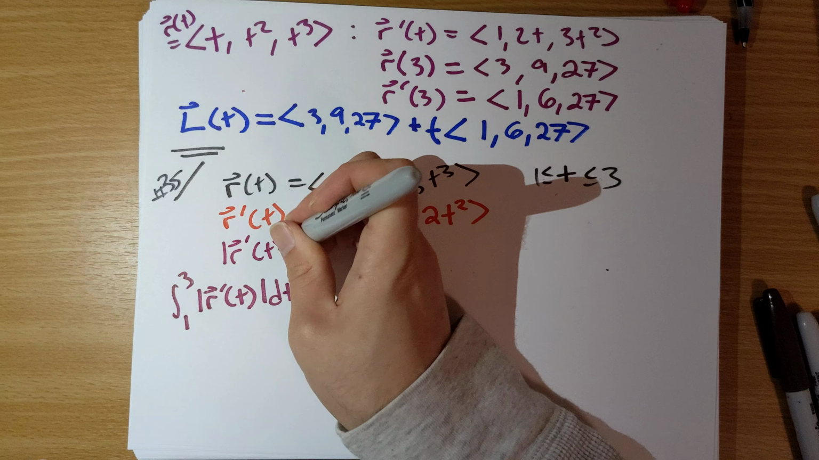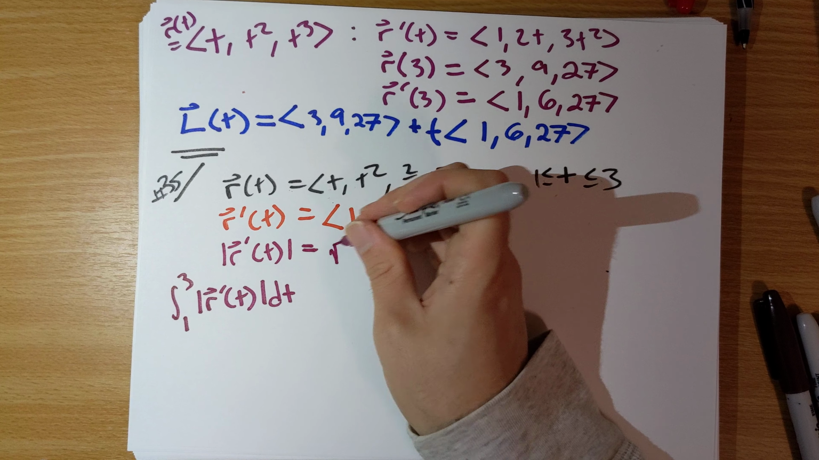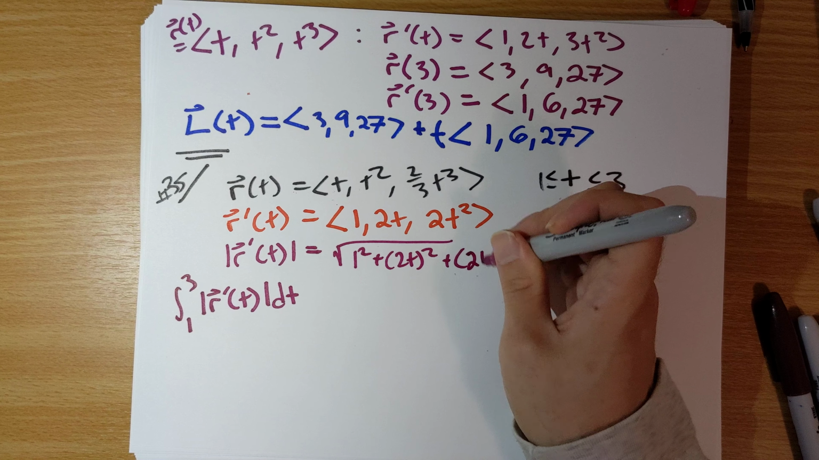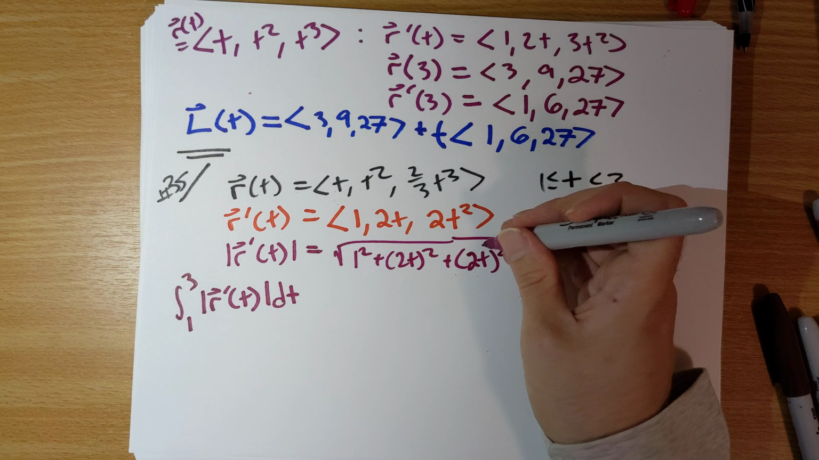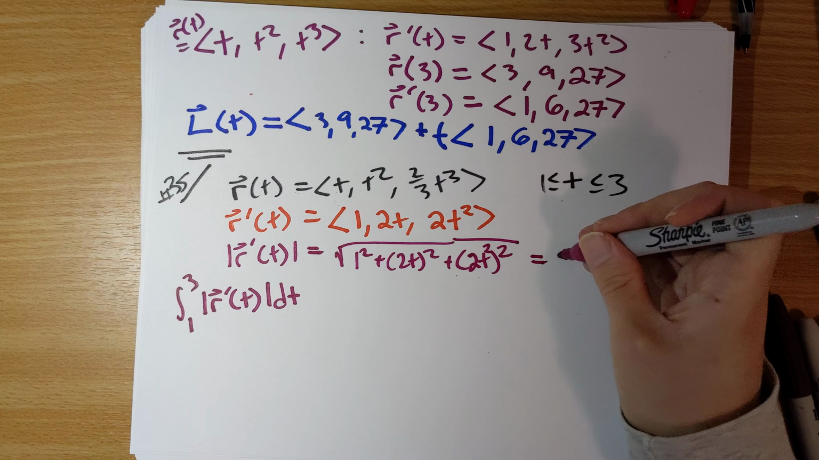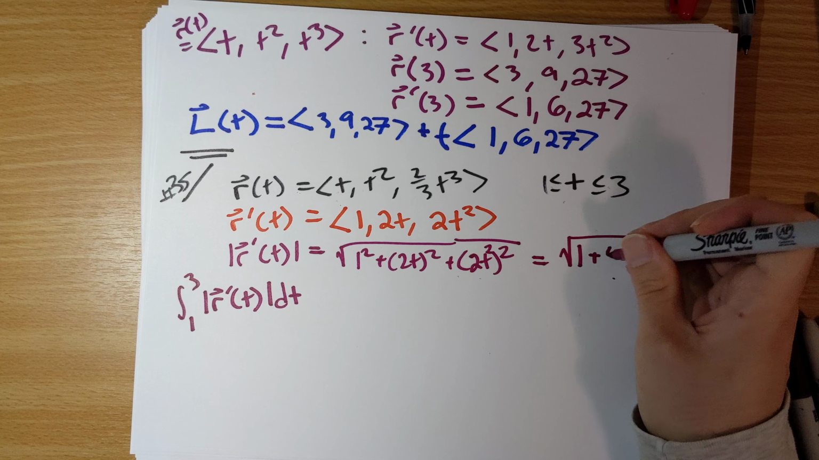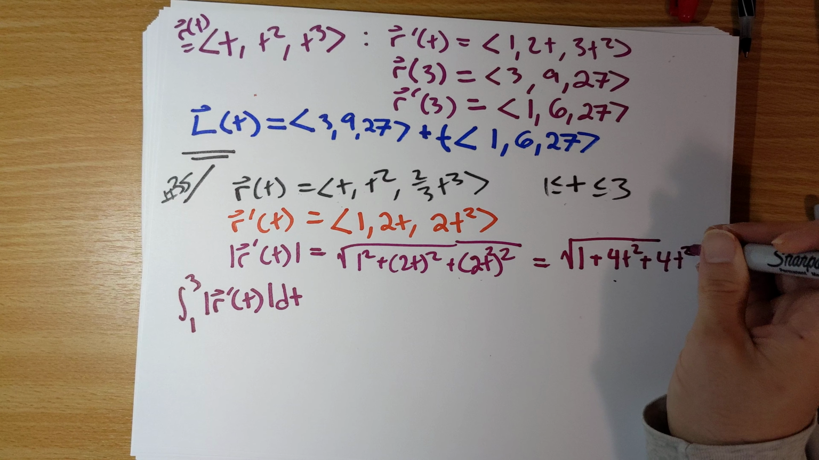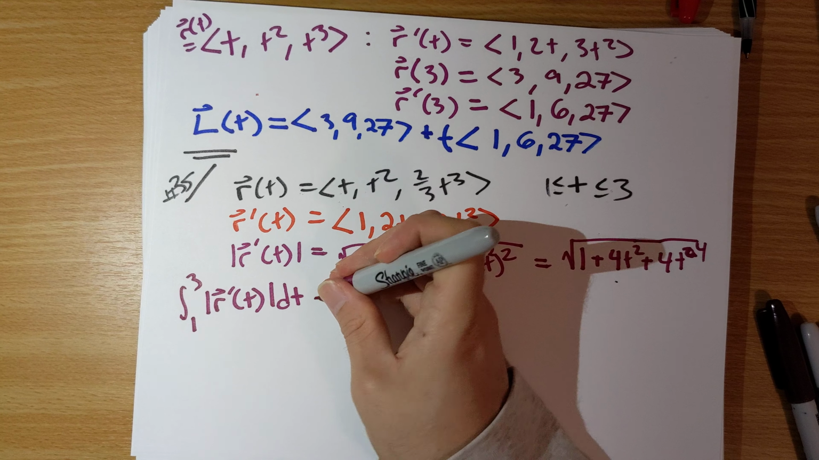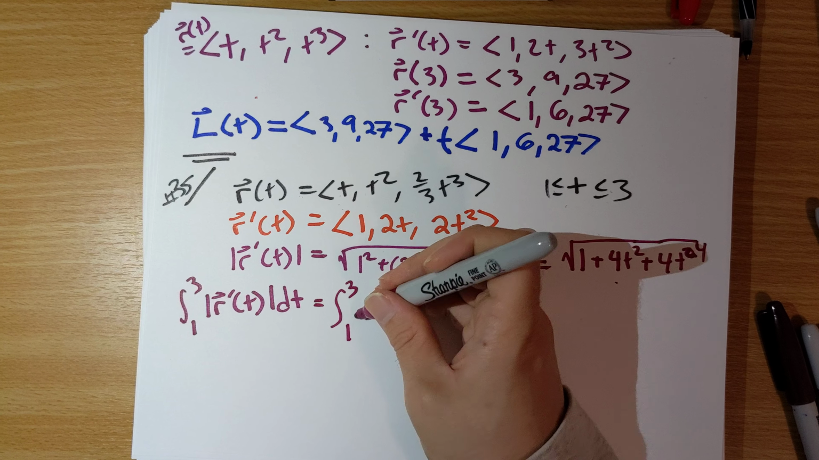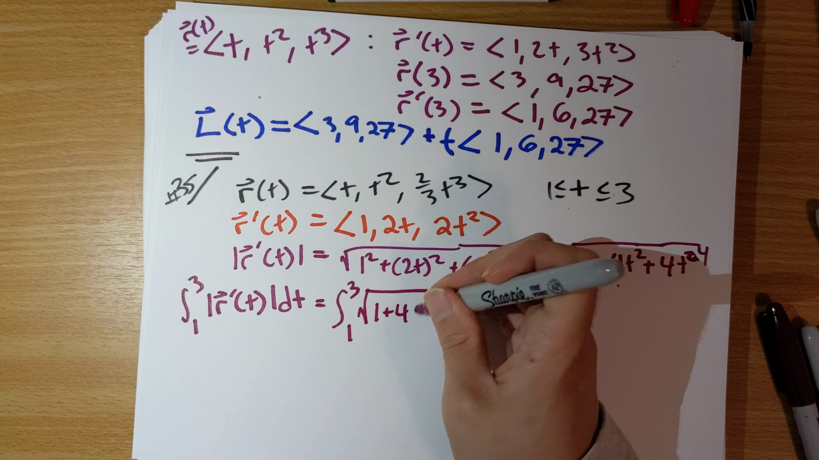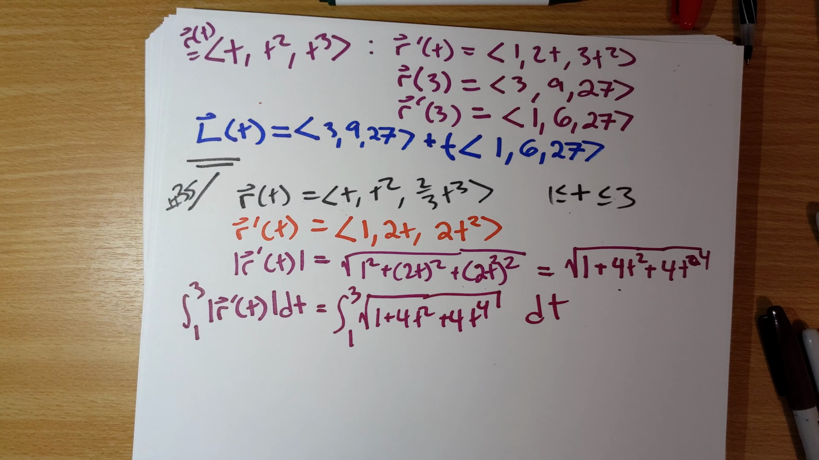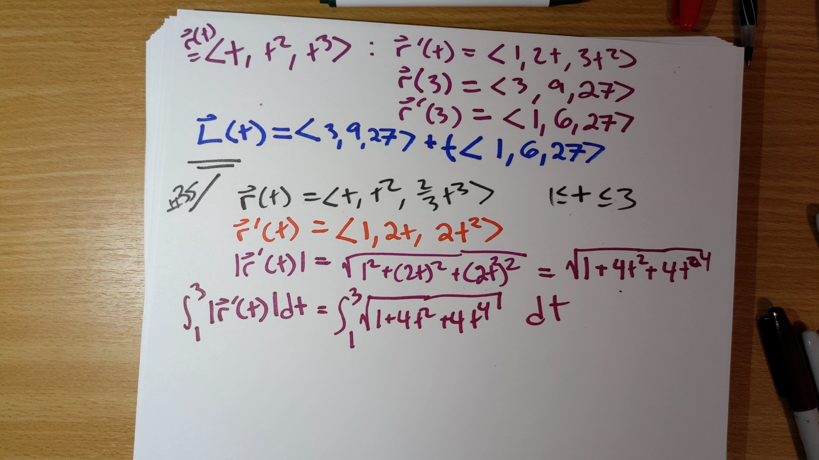So the magnitude of r prime of t here is the square root of 1 squared plus 2t squared plus the quantity 2t squared, squared. And so this is 1 plus 4t squared plus 4t to the 4th. The integral from 1 to 3 of the square root of 1 plus 4t squared plus 4t to the 4th. So the question now is, how do we evaluate this integral?